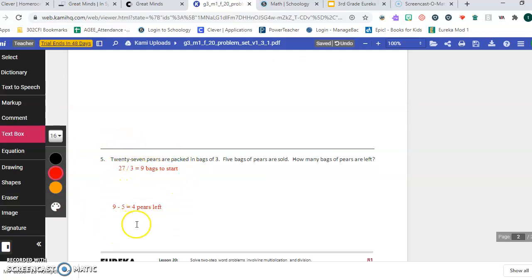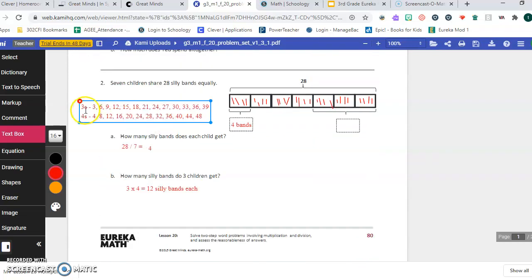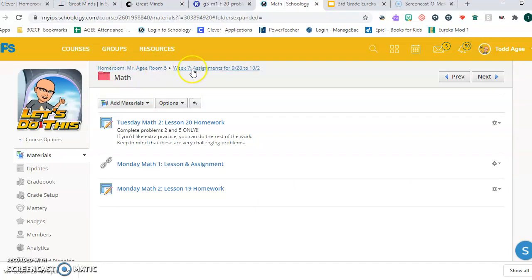You could draw a story picture. You could do a distribution of 27 pairs and do a count by of 3s until you get to 27. You'll end up with 9 groups. But I think having these count by lists with you are really going to support you in the work that you're doing today.